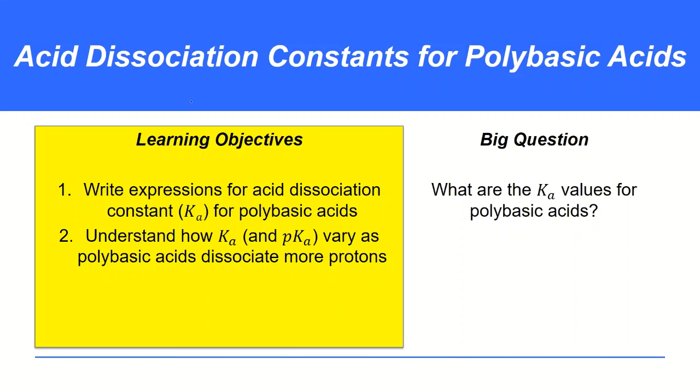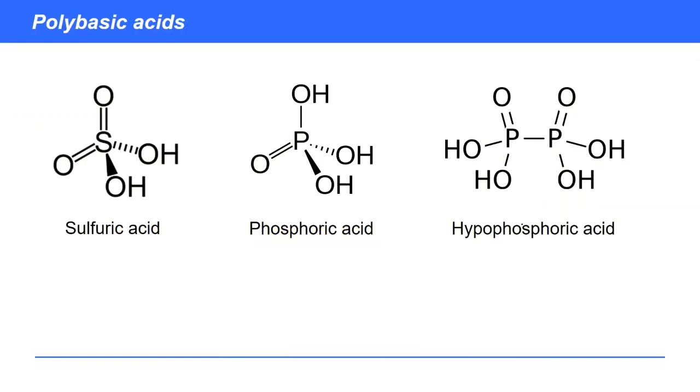Okay, so we've just looked at the acid dissociation constant, but all the acids we've looked at so far were monobasic. In this case, I want to look at polybasic acids and what the Ka values are for polybasic acids. A quick reminder of what we mean by a polybasic acid: a polybasic acid simply has more than one acidic proton in.